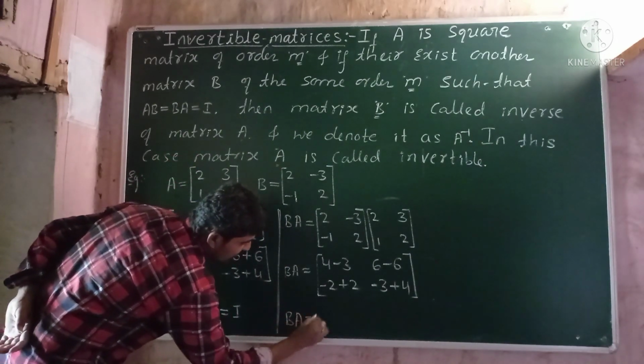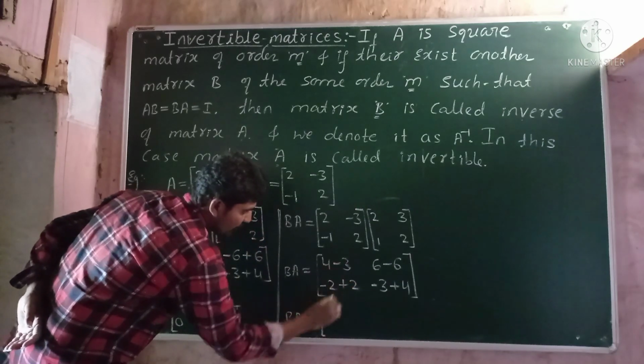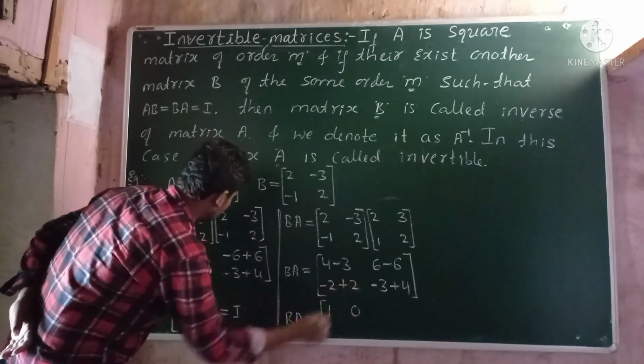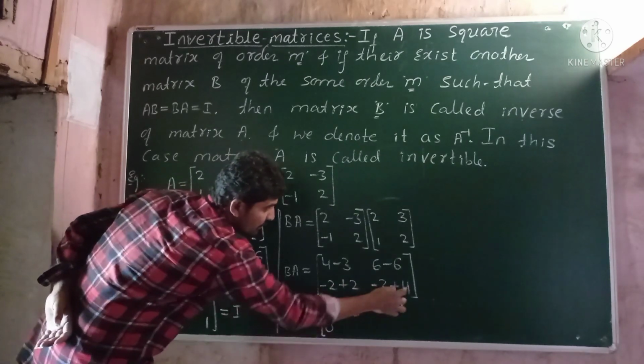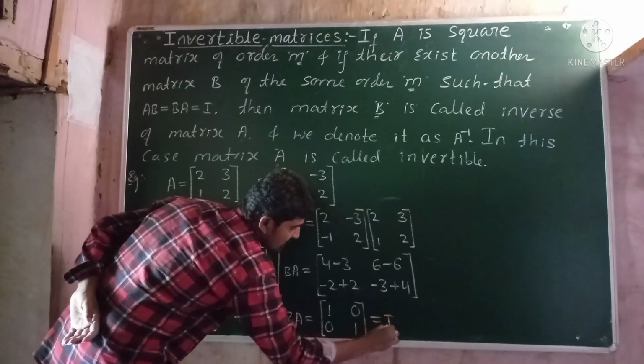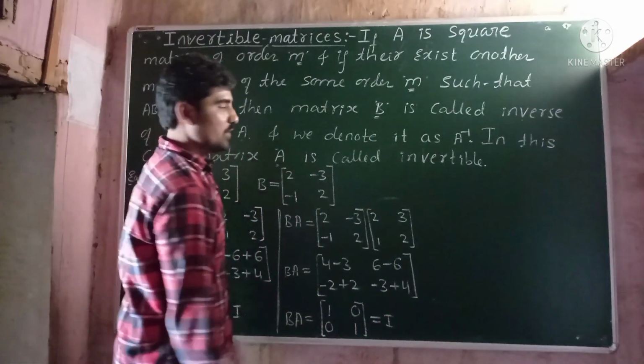matrix BA is equal to [4 minus 3, 1; 6 minus 6, 0; -2 plus 2, 0; -3 plus 4, 1]. And this is a unit matrix. Hence, BA is the unit matrix.